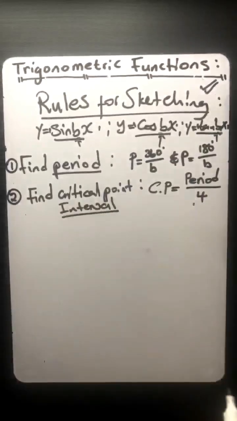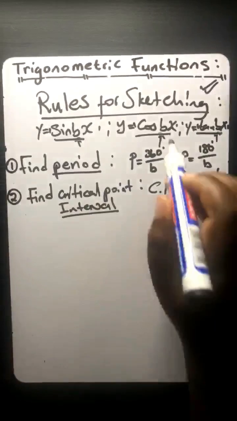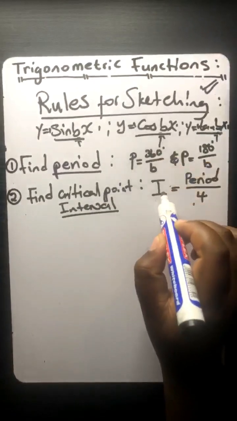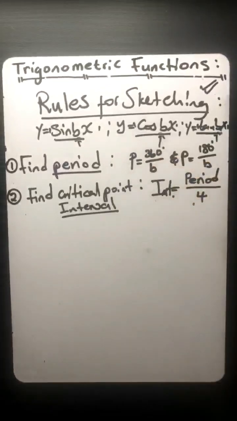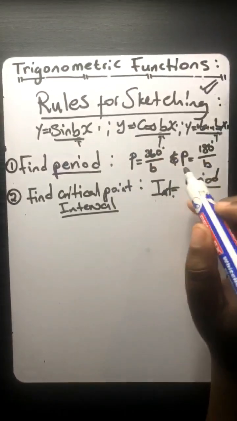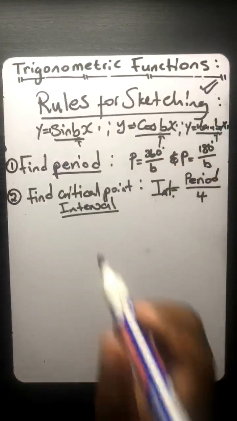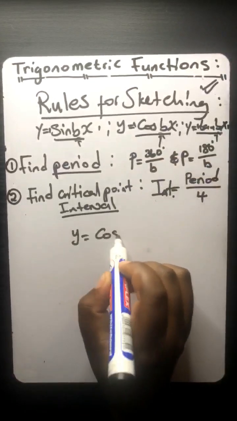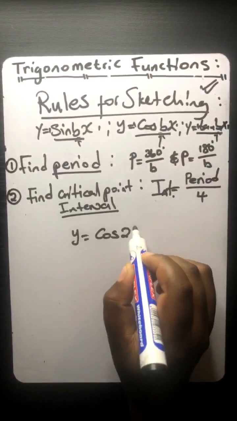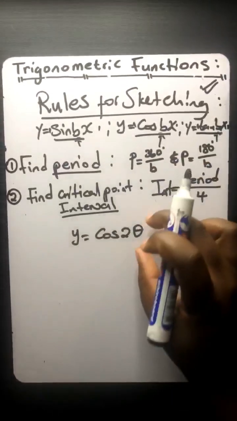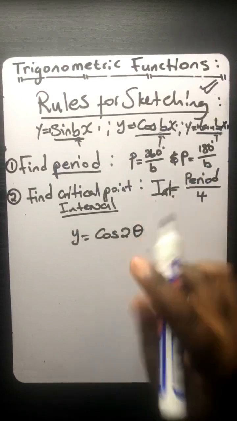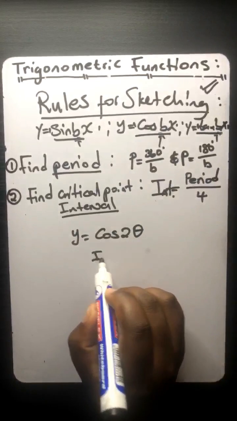Add it to your notes: this is the formula that we use to calculate the interval. You take your period and divide it by 4. So let's try to do this. If you are given y equals cos of 2 angle, I'm no longer going to ask how we calculate the period, but what is the interval for this one.